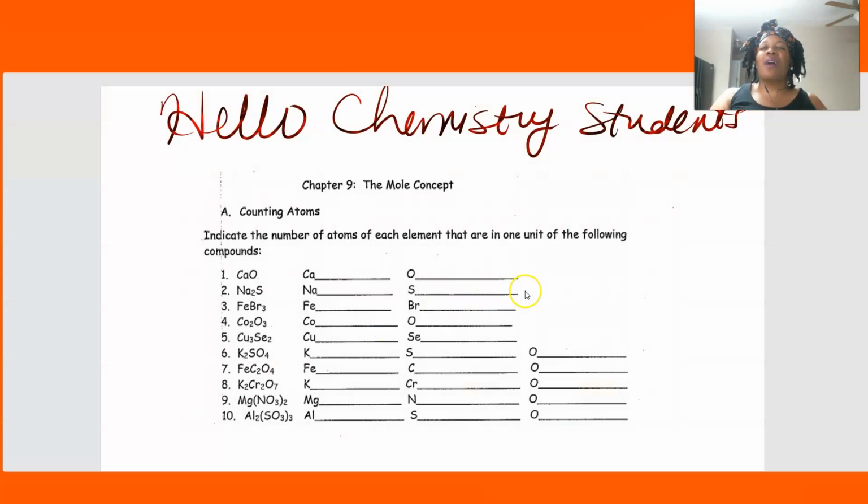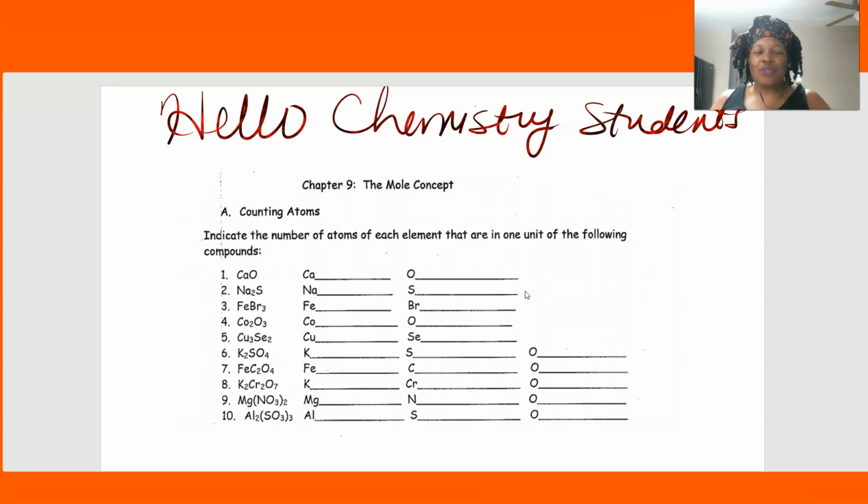So, on your screen right here, you'll see some basic foundations of what you need to know for calculating what's called the mole concept. And when it comes to counting atoms, you've got to keep in mind that you're going to look at your compound. Those elements within your compound will let you know how many atoms you have of each element by looking at the subscripts. Remember, your subscripts are down below, okay?